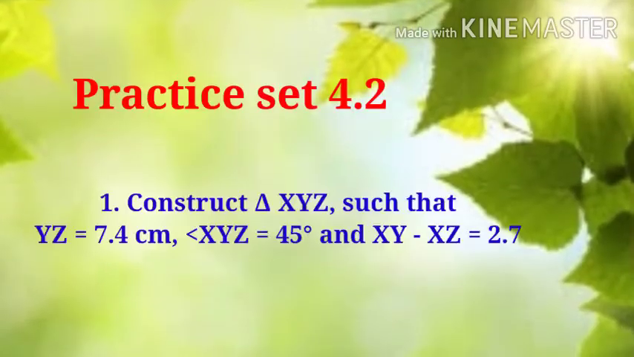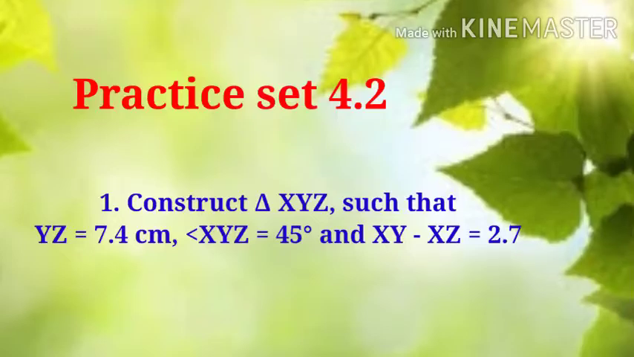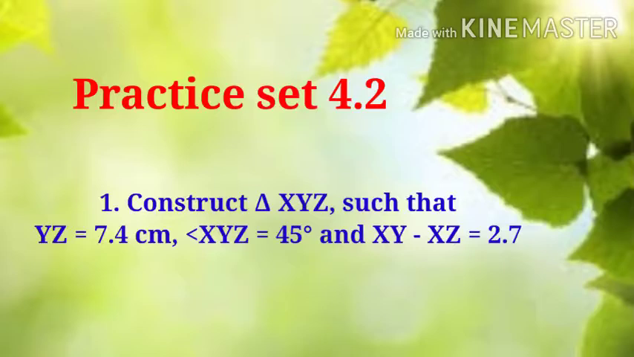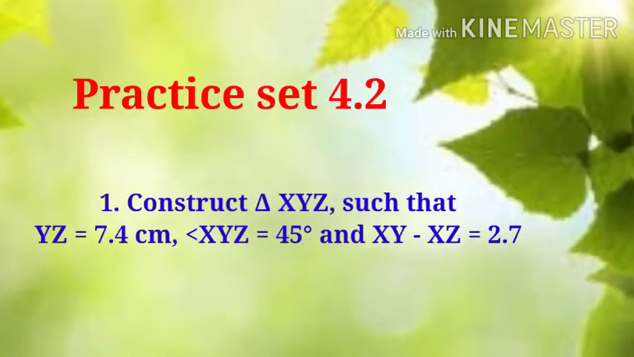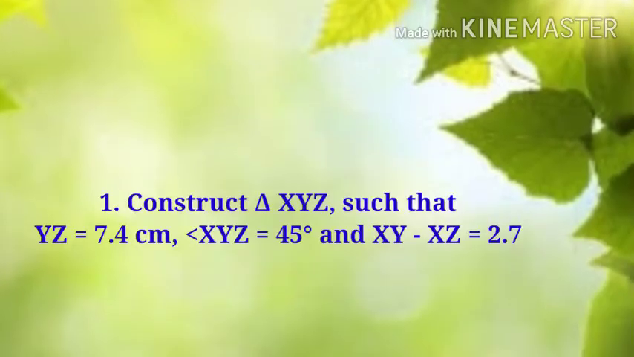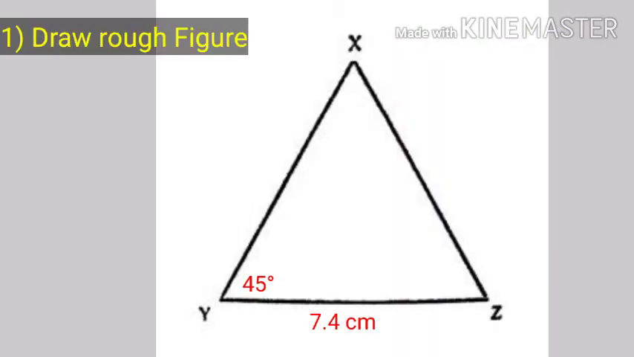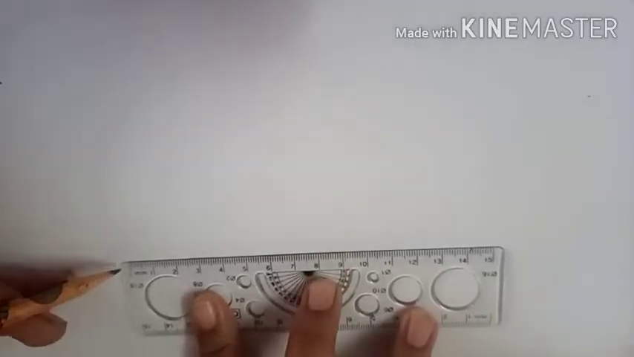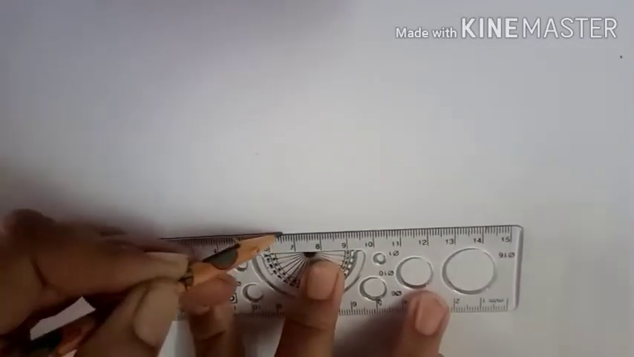Question number 1. Construct triangle XYZ such that YZ equal to 7.4 cm, angle XYZ equal to 45 degrees, and XY minus XZ equal to 2.7 cm. First, we will draw a rough figure of triangle XYZ where YZ and angle Y are given. Then, we will start constructing the main figure. First, we will draw YZ equal to 7.4 cm.